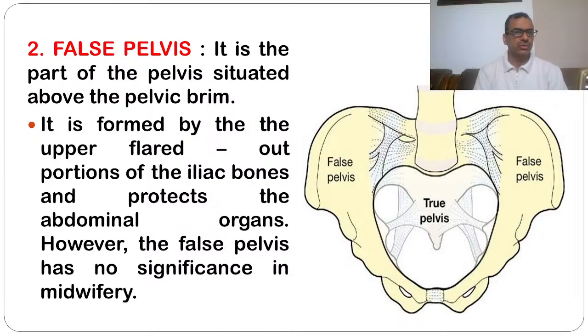Now we come to the false pelvis. The false pelvis is situated above the pelvic brim. So this is the pelvic brim and this is the false pelvis. It is formed by the upper flared out portion of the iliac bones, the iliac fossa. It protects some abdominal organs and otherwise it has no significance in midwifery. So in midwifery we are concerned with only the true pelvis.